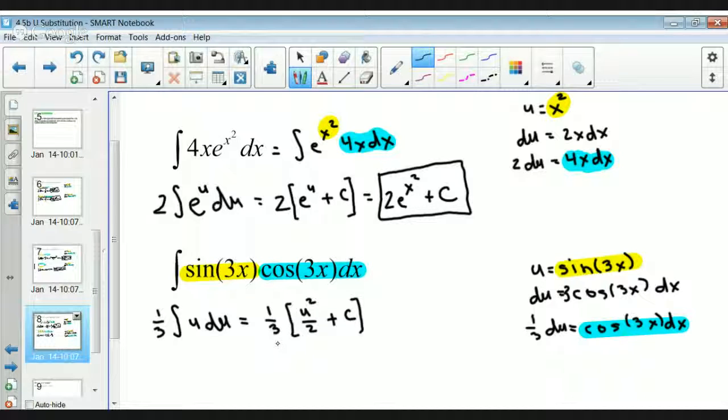Okay, let's go ahead and substitute sine of 3x for u. I'm going to go ahead and write the fraction here as 1/6. Right, 1/3 times a half. U is sine of 3x. And we want to square that. And then 1/3 times a constant is still a constant, so I can just leave that as plus c. And that's your final answer.